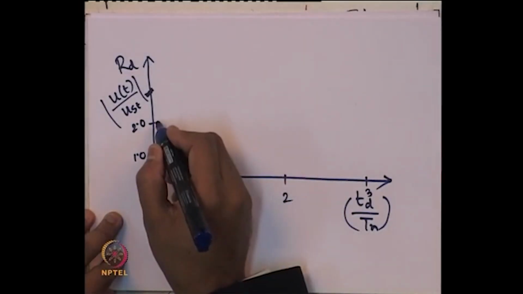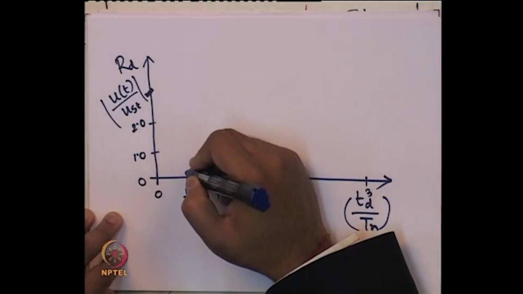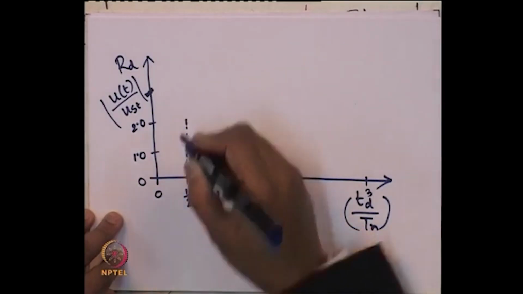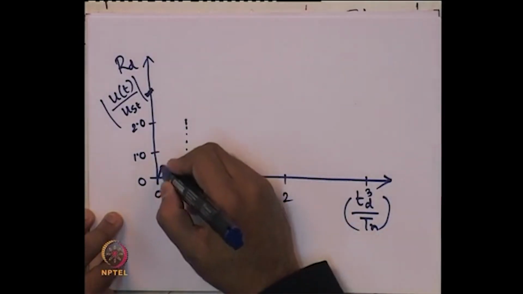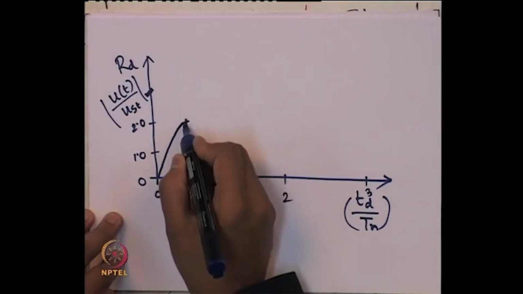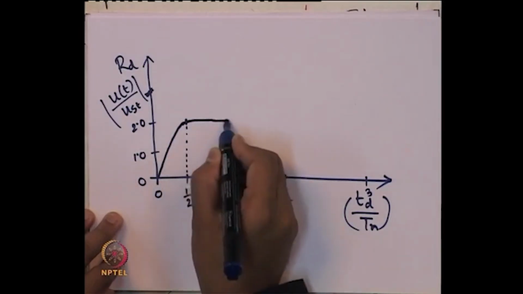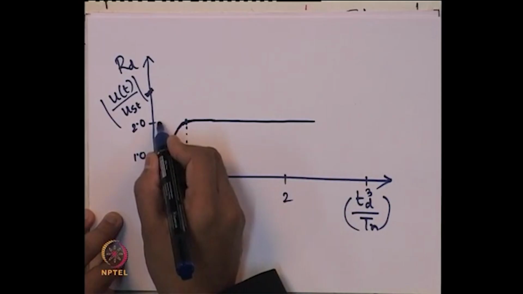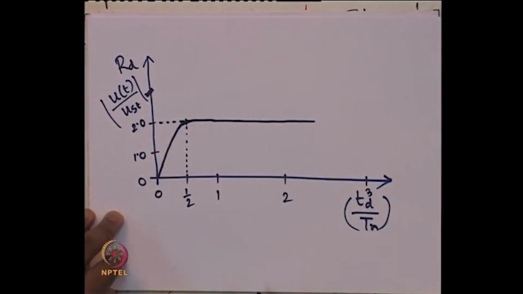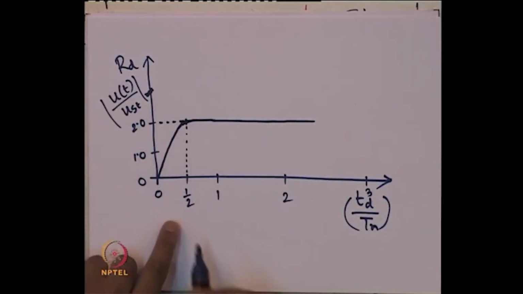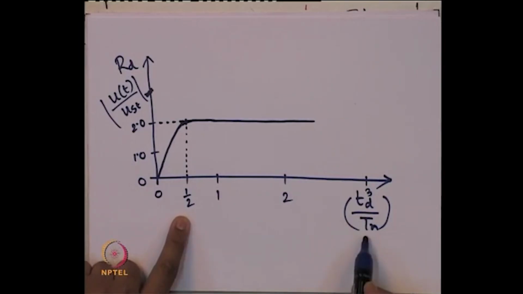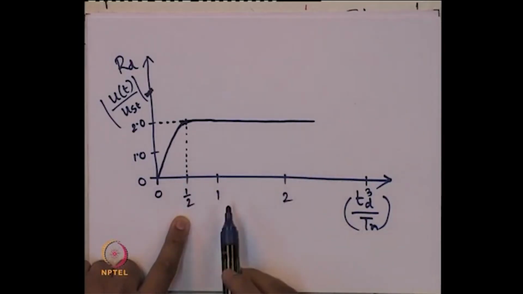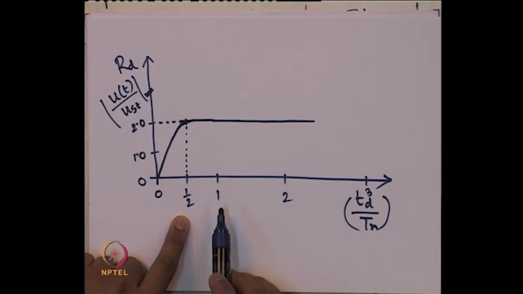So, at half, if I draw over here, the variation will be something like this. Okay. So, maximum response occurs at the Td by Tn ratio of this one, when it is subjected to a constant force type vibration for a finite time period.